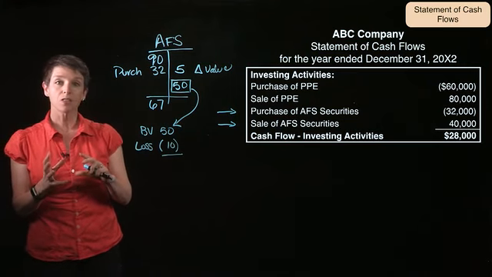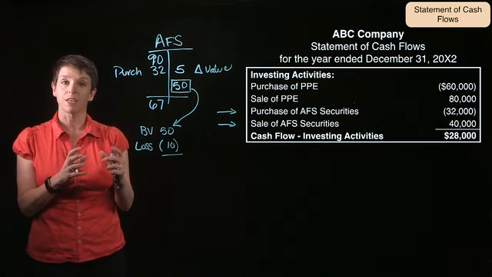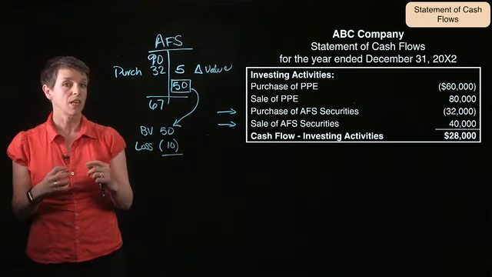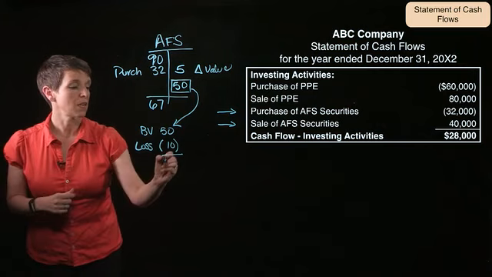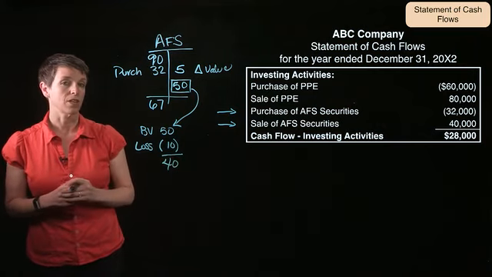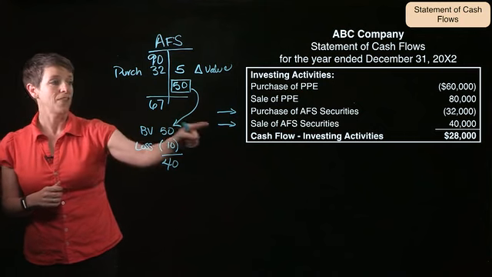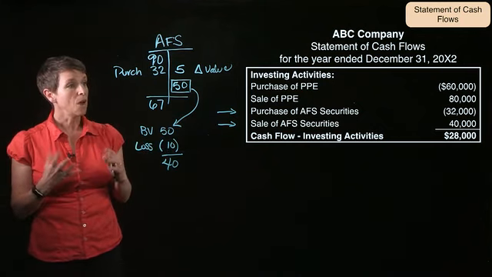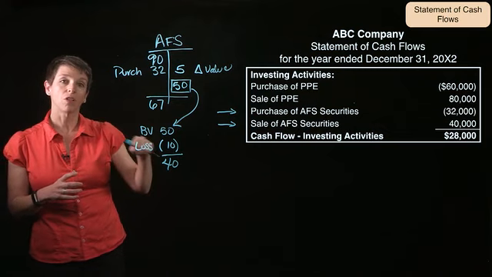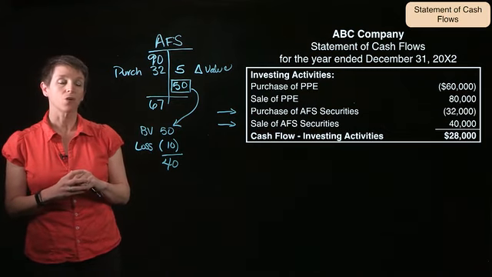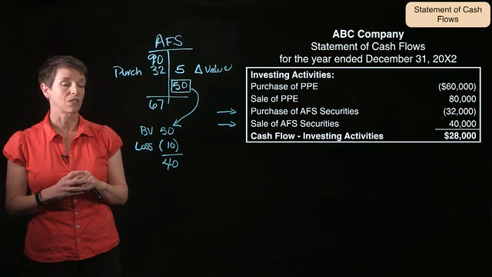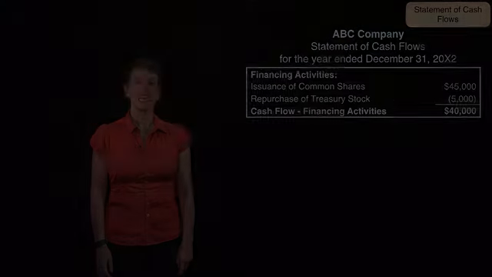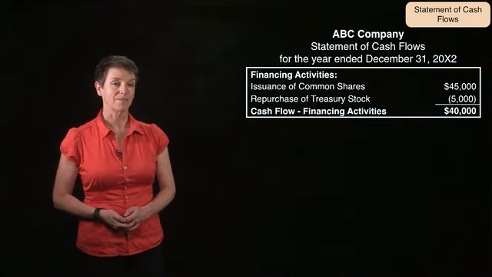So if we sell something with a book value of 50 for a loss of 10, that must mean the company received $40,000 in cash. And that's what we see here with the sale of securities. Now all we need to do is sum all of the pieces to get to our total cash flow from investing activities of $28,000. The last section in the cash flow statement is the financing section.